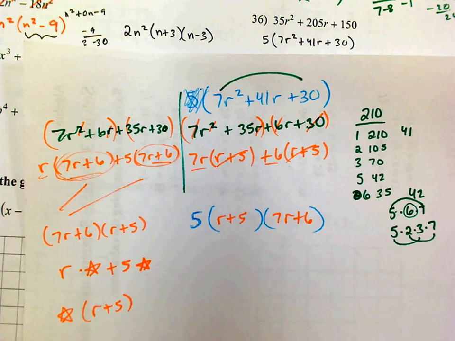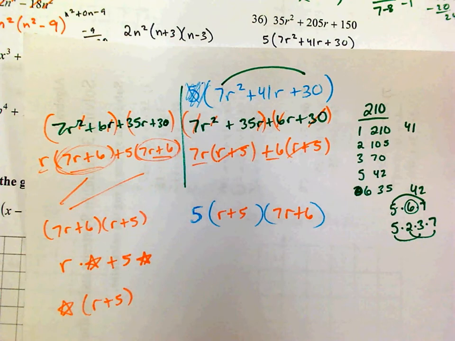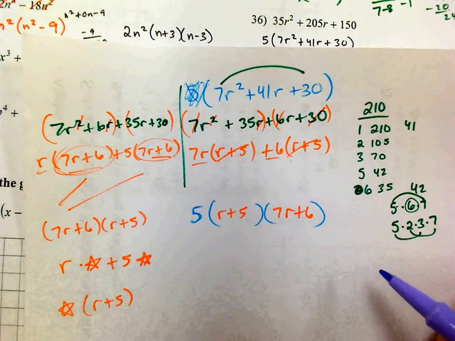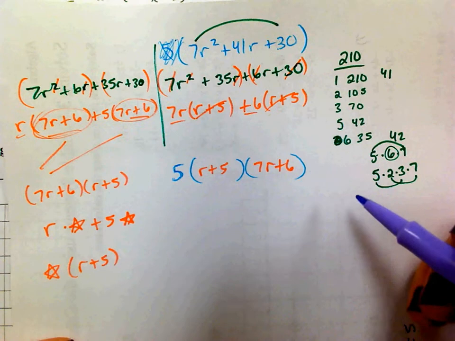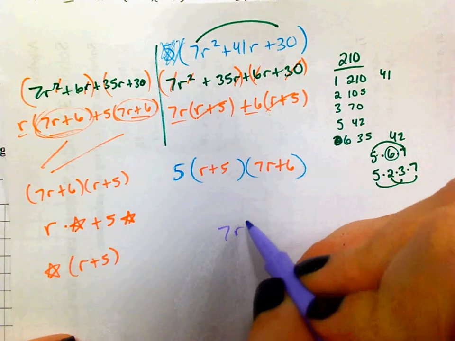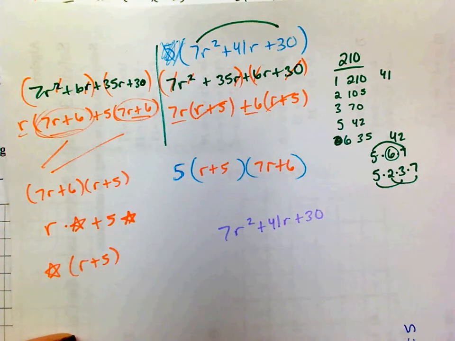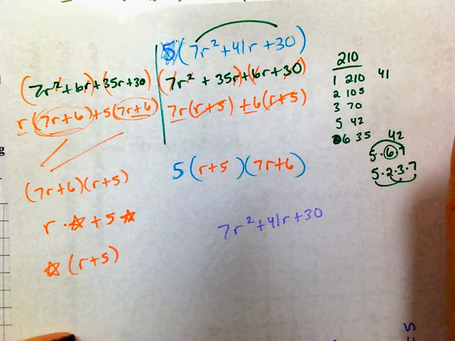But there's a little bit easier method. I don't know if you learned it or not. If you haven't, I want you to learn it now because it makes it a whole lot faster, especially when we're solving. If you have, then good. So if you've got 7r squared plus 41r plus 30, the method I'm going to show you, if you didn't already factor out that 5 in the front, it would disappear, and that would mean your answer isn't valid.